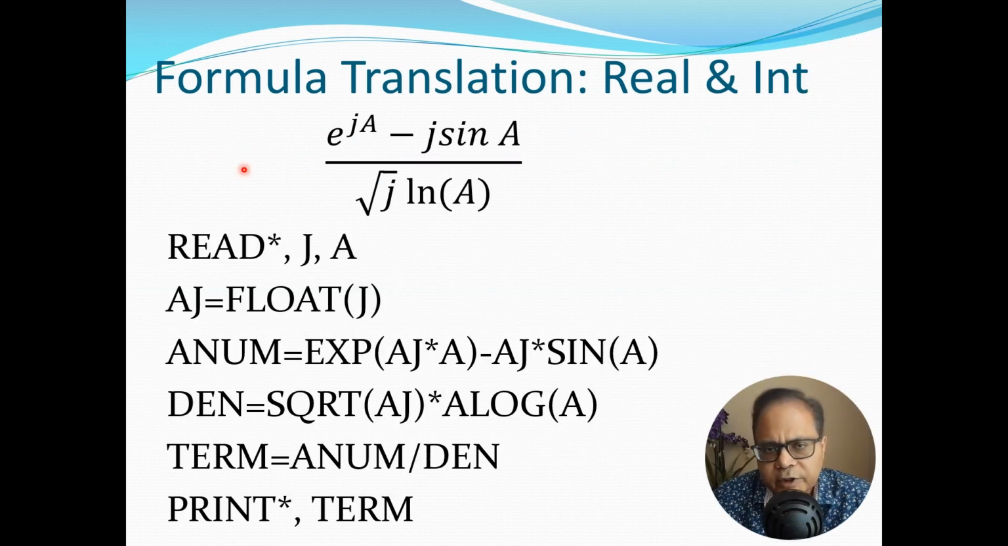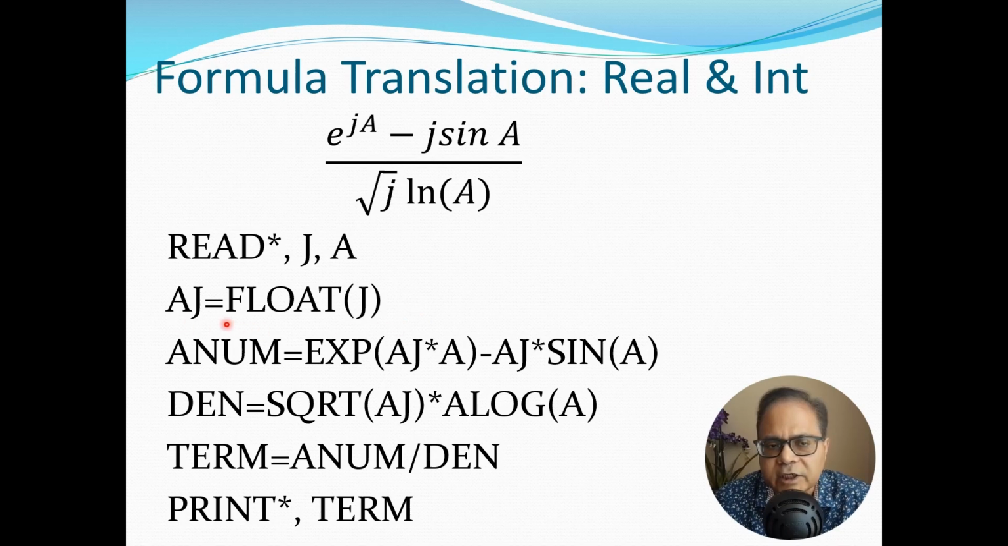Now let us take a situation where we are combining some real and int values. So I have e to the power j into a minus j sine a by root j log a, and here j is int and a is real. So let's write a code for that. So you get read j a, then what I do is I convert j to floating point, because I don't want to do all these multiplications by themselves. It may happen very well, but what may happen sometime is that you may end up in trouble trying to take square roots and all of int values and so on. So let's convert it to floating point, and that's where this float function comes in handy.